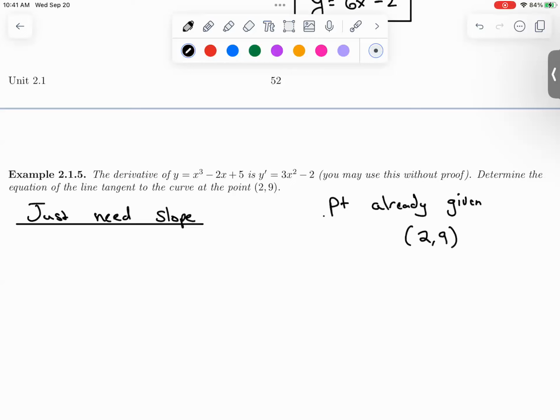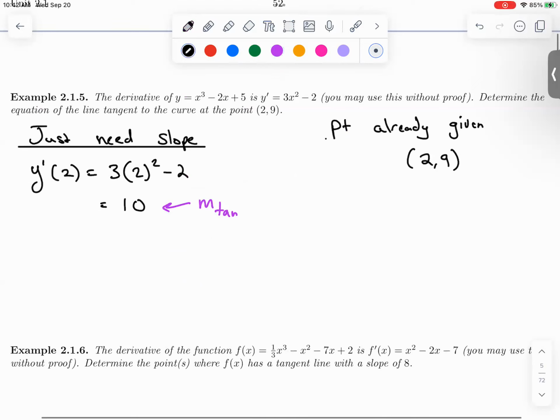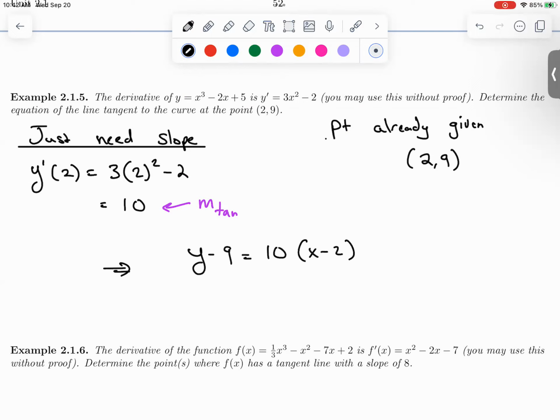The point is found from the function itself. So y prime of 2, because that's the x value, right? We want to know the derivative at 2. We're talking about the point (2, 9). So y prime of 2 would be 3 times 2 squared minus 2. That's going to be 3 times 4, so 12 minus 2, that's 10. And that is our m-tan. So that means we have y minus 9 equals 10 times x minus 2, or y equals 10x minus 20 plus 9, which is 10x minus 11.